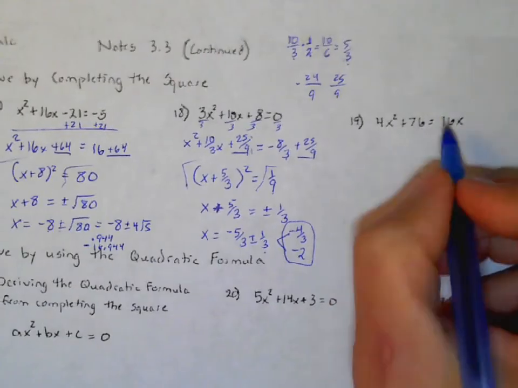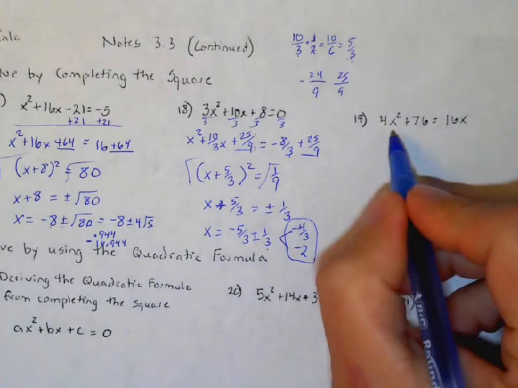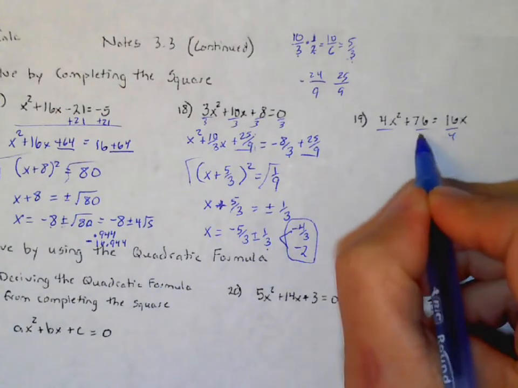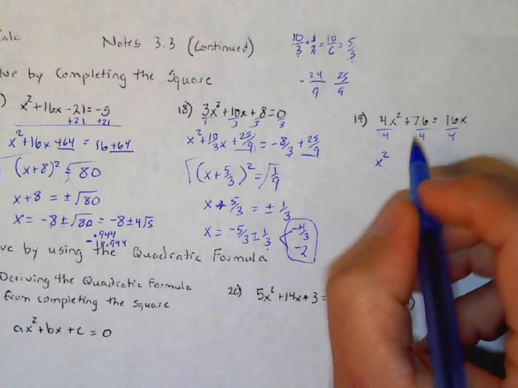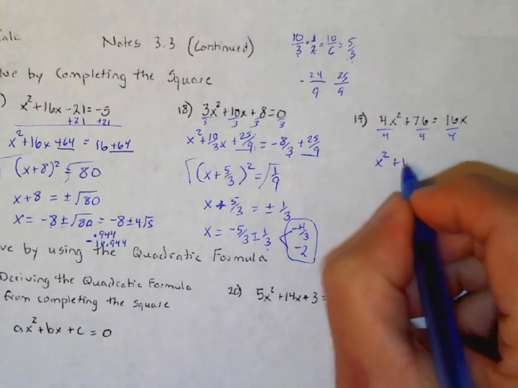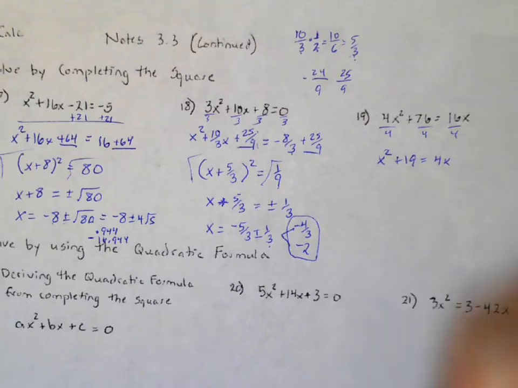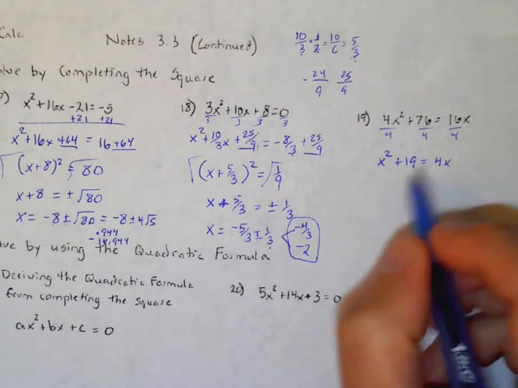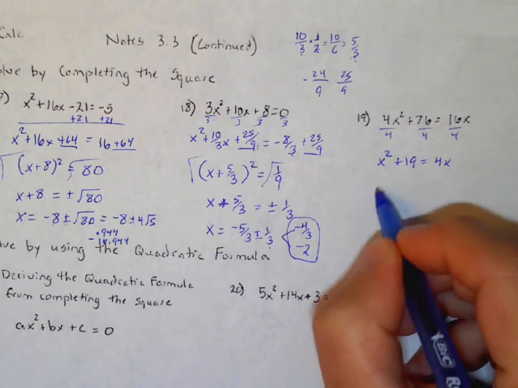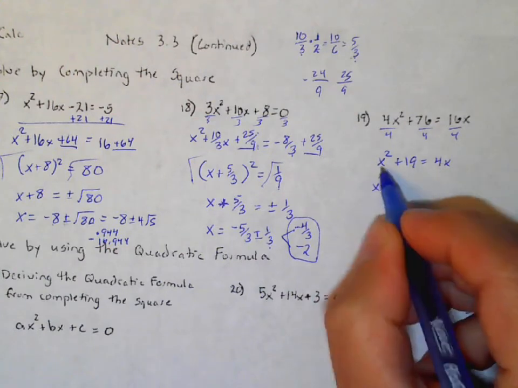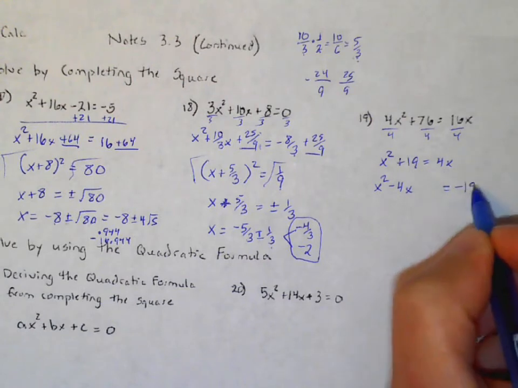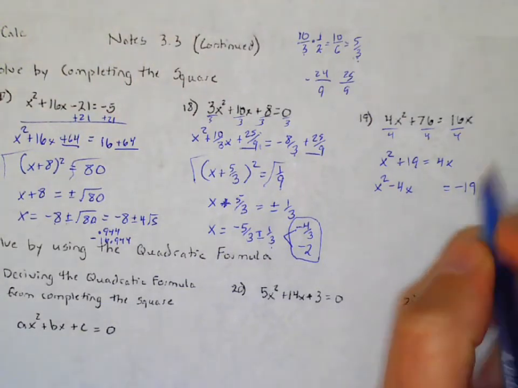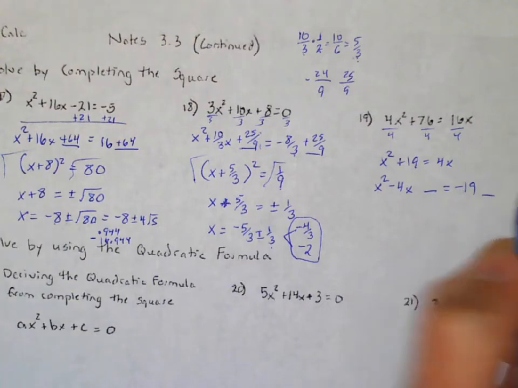Okay, we'll do one more here. We want to get everything divided by 4. So you get x squared plus 19 is equal to 4x. Now, this isn't in the right form yet, so I'm going to arrange this a little bit. I'm going to have x squared, subtract the 4x over here, and subtract the 19 over there. Okay, now I'm ready to complete my square.